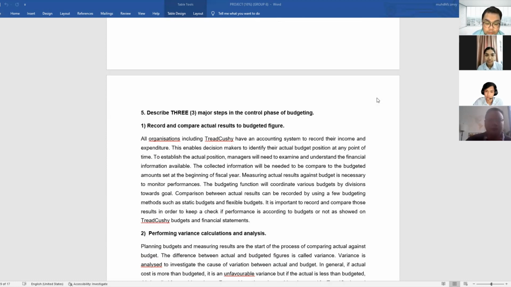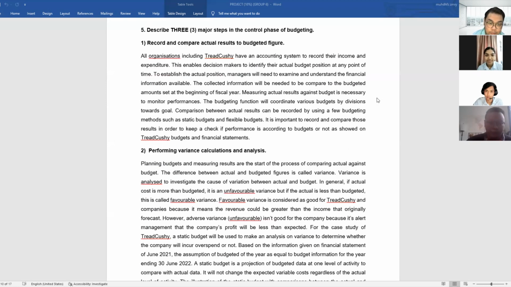Okay, thank you. So for the fifth question, there are three major steps in the control phase of budgeting. The first one is to record and compare the actual results to budget figures. All companies must have some form of accounting system. It is important for the companies to understand the financial information available. By measuring actual result against budget, it will give insight and help management to monitor performance.